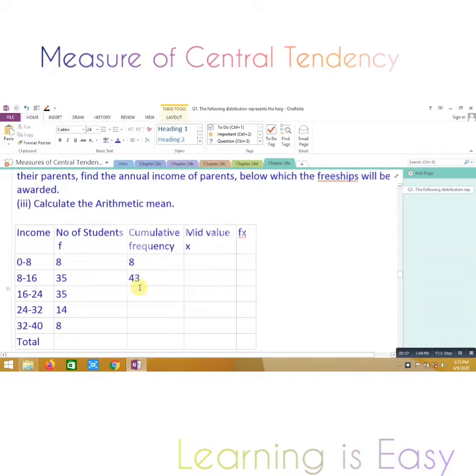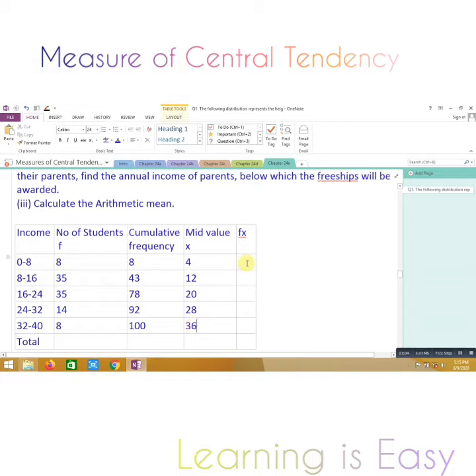So 8 plus 35 is 43. 43 plus 35 makes 78. 78 plus 14 makes 92. 92 plus 8 makes 100. So the total number of students is 100 students. It's already given, so F must also be 100. Then finding the mid value for the income range, 0 to 8 is 4, 8 to 16 is 12, and it goes on.